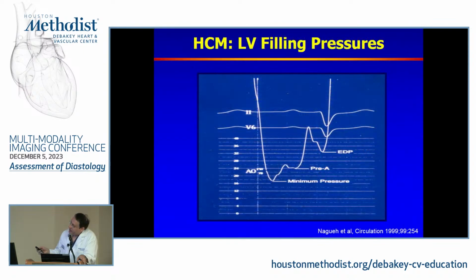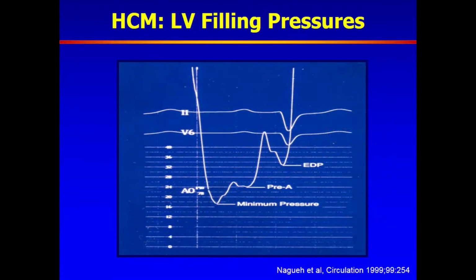Example from a patient with hypertrophic cardiomyopathy, marked degree of diastolic dysfunction. You see a minimum pressure that is way elevated, a pre-A pressure of 24, a huge rise in the A wave pressure with atrial contraction, and an EDP in the 30s.